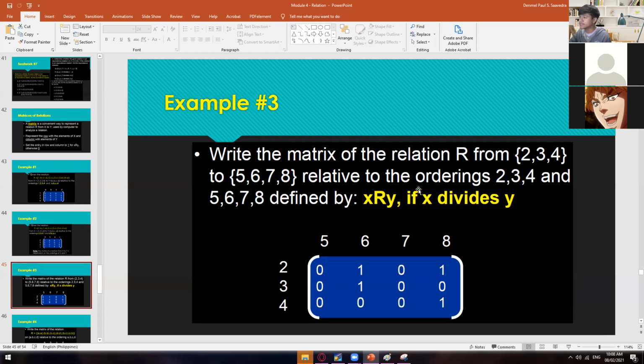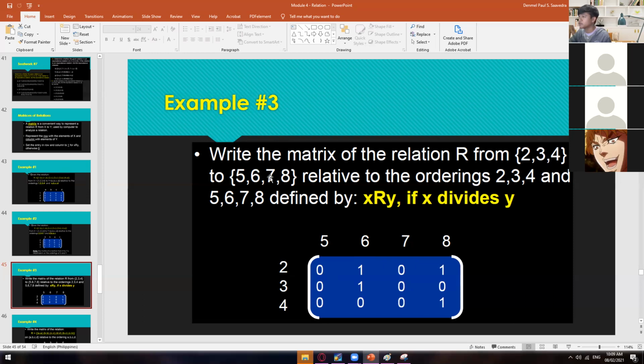All right, so let's see. So Y is 5, 6, 7, 8. So 5, 2 is a no-no. 5, 3 is a no-no. 5, 4 is a no-no also. But in 6, 2, and then 6, 3, that's the time that we are now in relation with each other. Correct? 6, 2, and 6, 3? Yes, sir. 6, 2, 6, 3. 6 divided by 2 is even, and then 6 divided by 3 is also even. So that is why you have to plot here 1 and then 1. 6, 2, and then 6, 3.